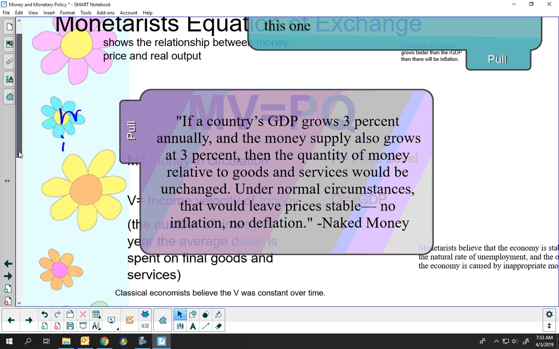Oh, keep in mind that all my sources are from Naked Money, written by Charles Whelan. Go ahead. If a country's GDP grows 3% annually, and the money supply also grows at 3%, then the quantity of money relative to goods and services would be unchanged. Under normal circumstances, that would leave prices stable, no inflation, no deflation. Okay, so what does that mean? If it equals each other, then nothing happens. Yeah, they kind of cancel each other out.